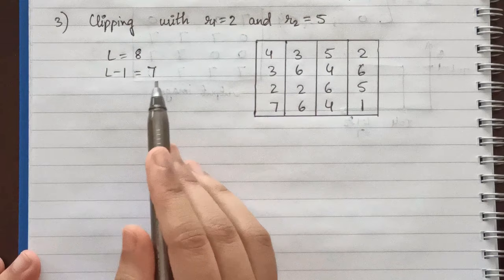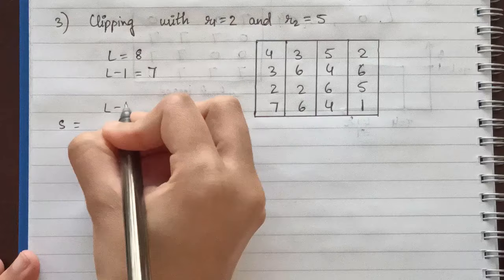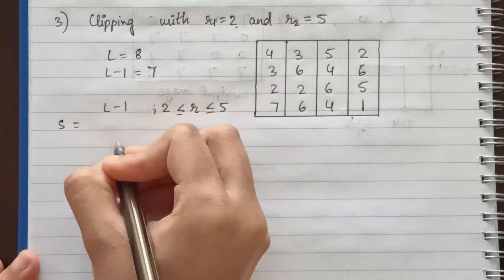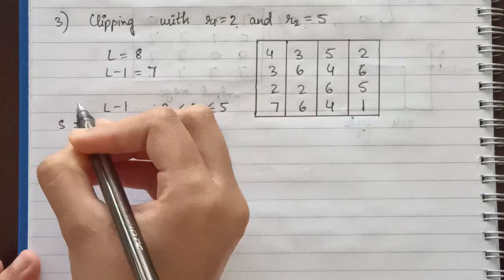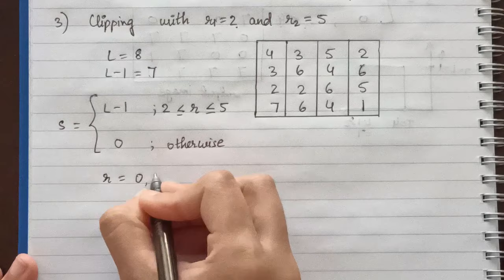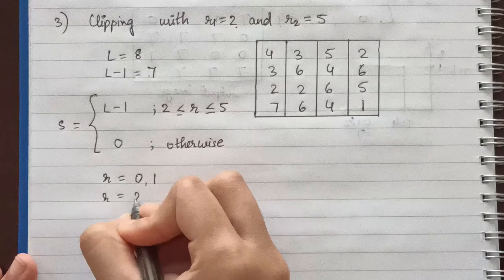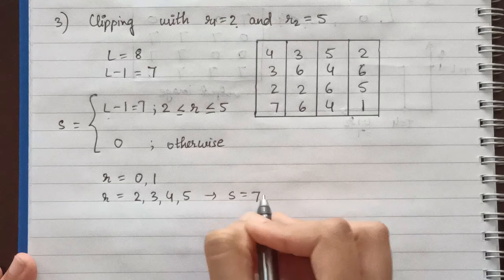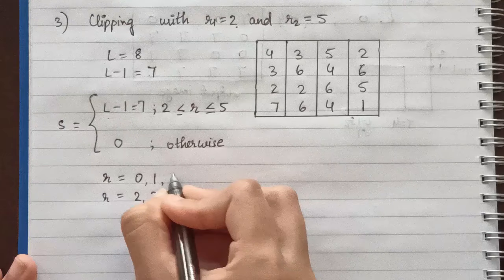Now for clipping, our function would look like this: s is equal to L minus 1 for r which lies between 2 and 5, and 0 otherwise. So what will happen in this case is that for each of these pixel values, for r equal to 2, 3, 4 and 5, s would be 7. And for other values like 0, 1, 6 and 7, s value would be 0.